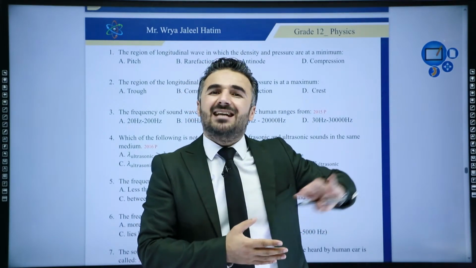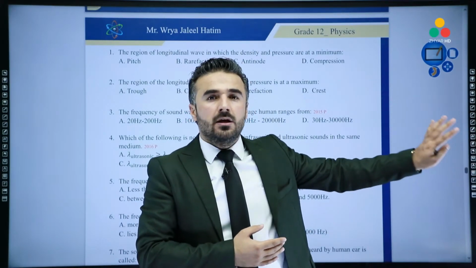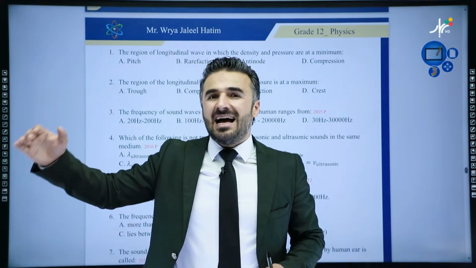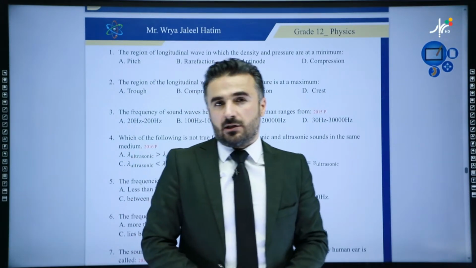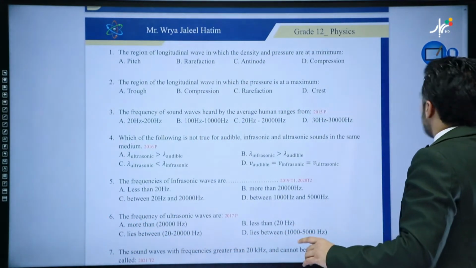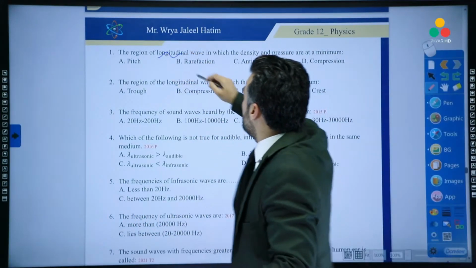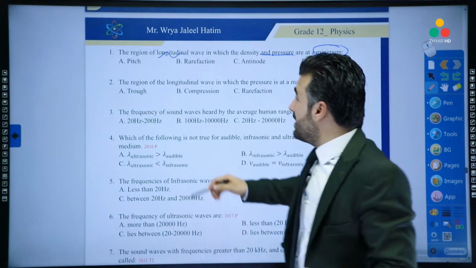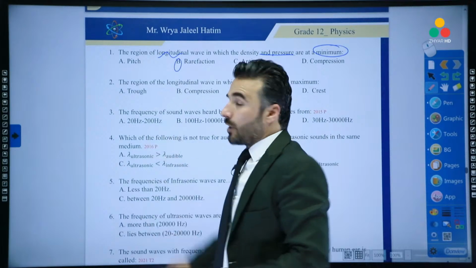The region where the pressure and density are at maximum, that we call compression. And the other region where the pressure and density are minimum, that is rarefaction. So remember, this is for a longitudinal wave. In this case, the density and pressure are at minimum, so that is obviously rarefaction.